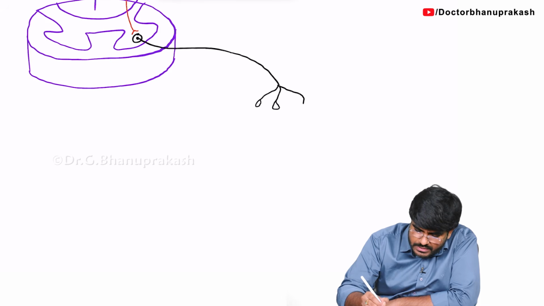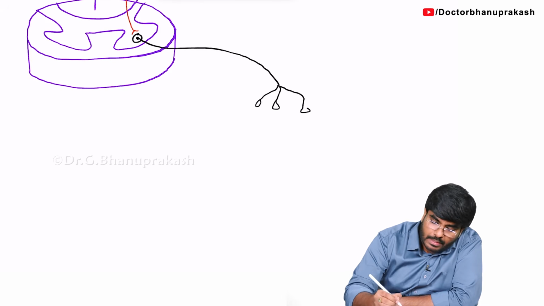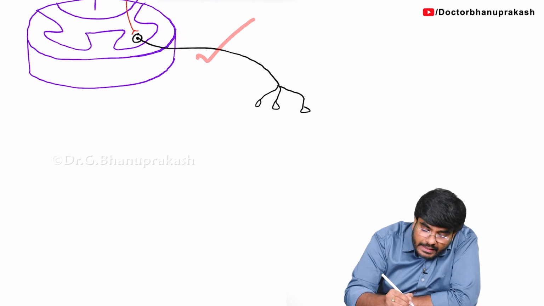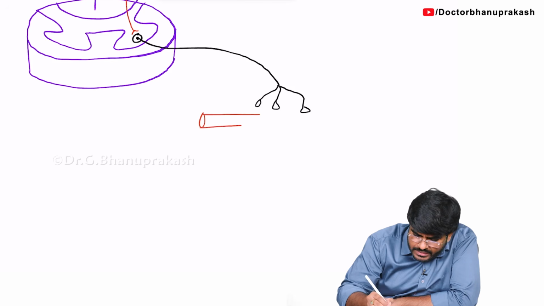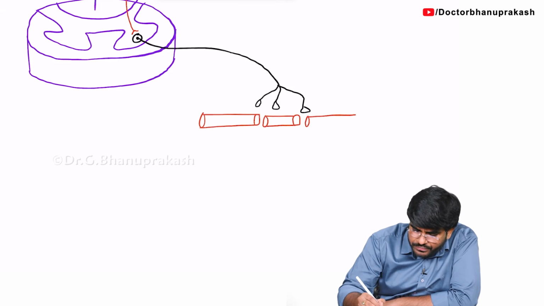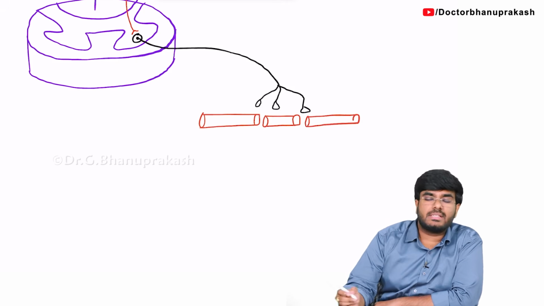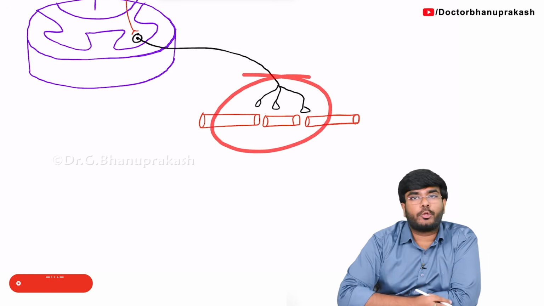These are the nerve terminals. Now tell me, this one motor neuron, how many muscle fibers is it innervating? Let's say this is muscle fiber number 1, here is muscle fiber number 2, and here is muscle fiber number 3. This is one motor unit.